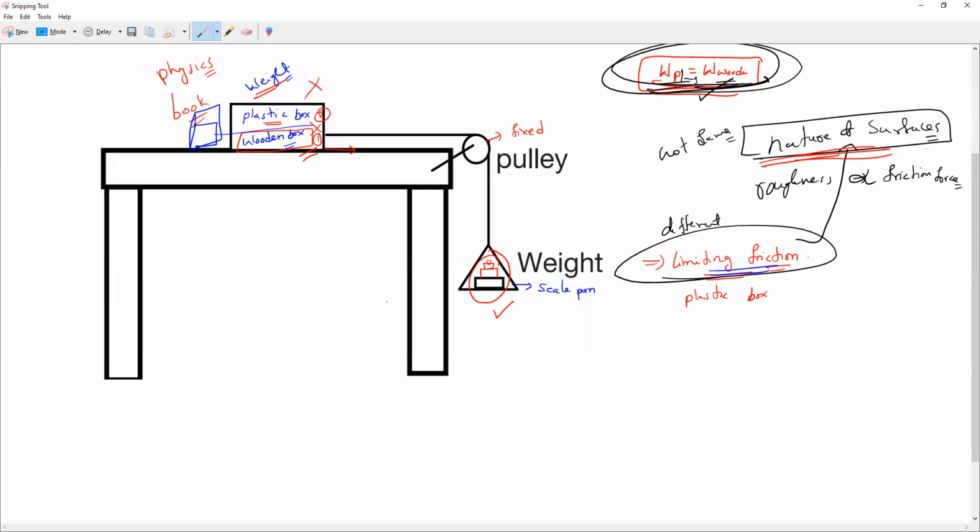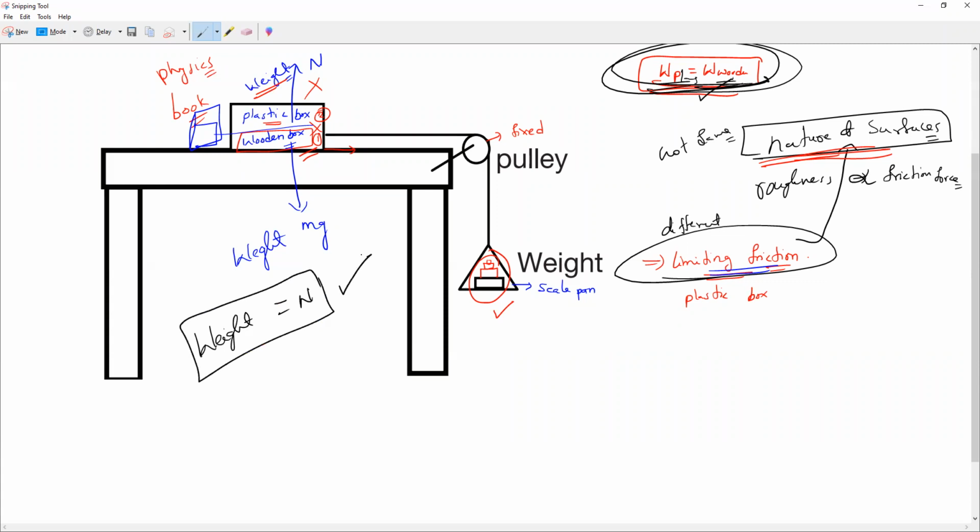Like that, you can notice the weight of the books always gives something. Weight always acts in the downward direction, and something opposite is acting. What is that called? Normal reaction, the normal force. Always keep in mind that the weight of the object always gives you the normal reaction.